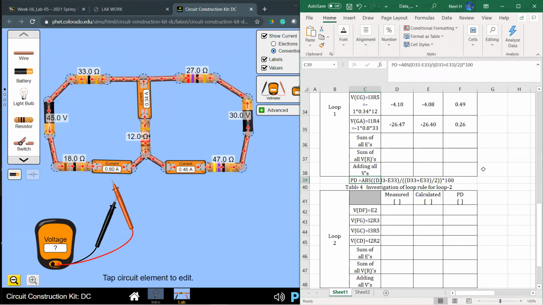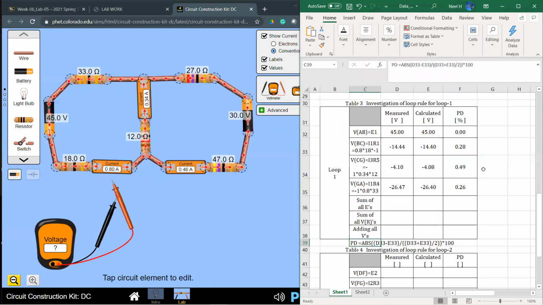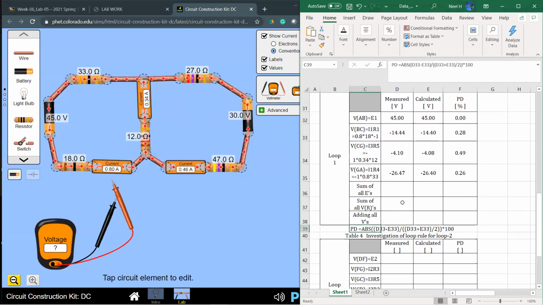All right, so let's take a look now. Sum of all the voltages given should be equal to the sum of all the voltage drop, right? If you add all of them together, we should get 0, right? So let's do it here. Let's do sum of all the E's, which means only 45, right? Just 45 there. Sum of the battery voltages measured. Sum of the battery voltage calculated, 45 again.